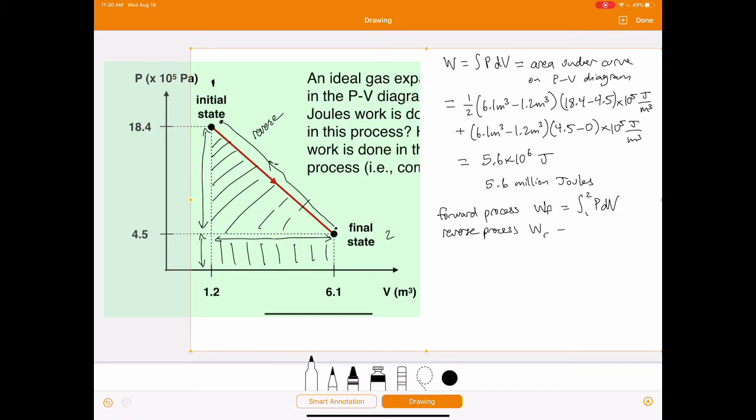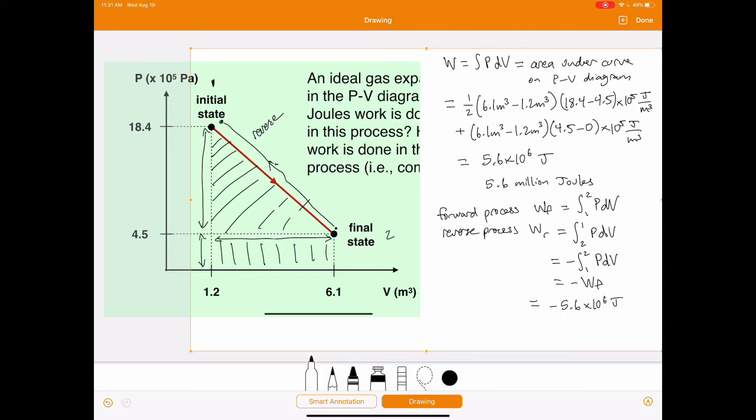Okay, so W in the reverse process, just switch the limits because we're starting at 0.2 and then we're ending up at 0.1, PdV. But remember, when you switch the limits of integration, that's the same as introducing a negative sign. So that would be the same as minus the integral from 1 to 2 of PdV, which would just be minus the work in the forward process. So in other words, if you carry out a process like the expansion of the gas we showed here, the reverse process involves just the negative of that work. So if we're doing this in reverse, we have minus 5.6 times 10 to the 6 joules.